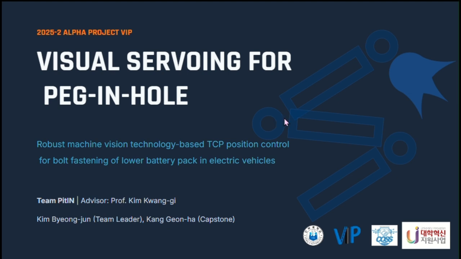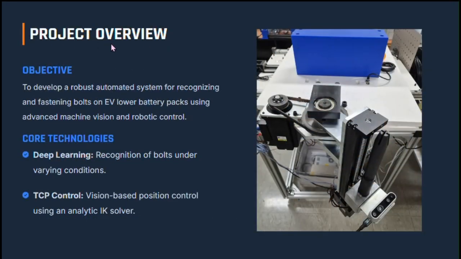Today I will present our Alpha project on visual servoing for pin-in-hole tasks, especially robust machine vision technology-based TCP position control for bolt testing of low battery packs in electric vehicles. Okay, our project overview. To develop a robust automated system for recognizing and testing bolts on EV low battery packs using advanced machine vision and robotic control. Core technologies are deep learning and TCP control.